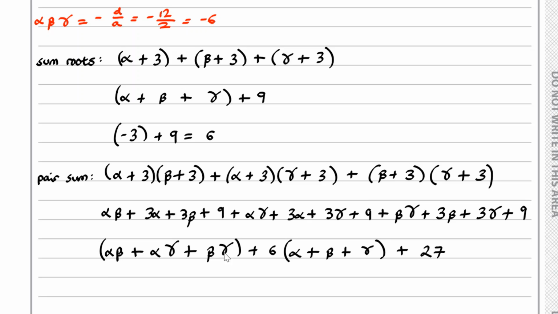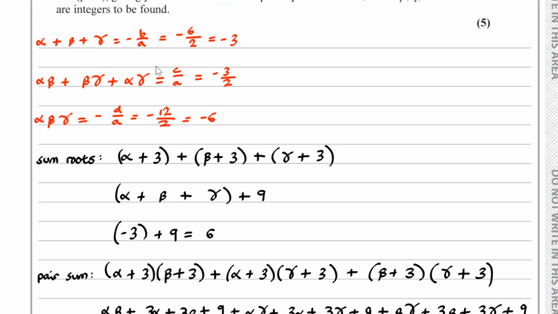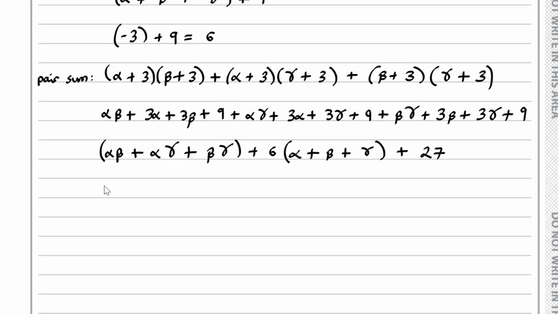Now, the pair sum here, alpha beta plus alpha gamma plus beta gamma, we've found to be minus 3 over 2. So we have minus 3 over 2 plus 6 lots of the sum, which is minus 3, plus 27. The result of all this is 15 over 2.